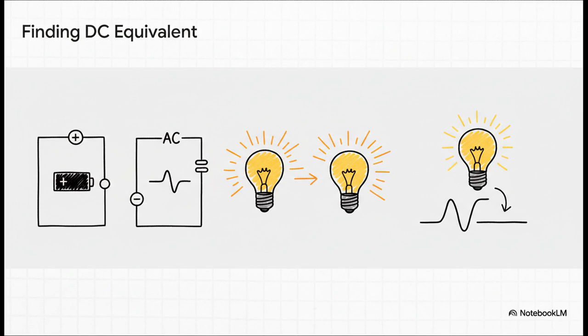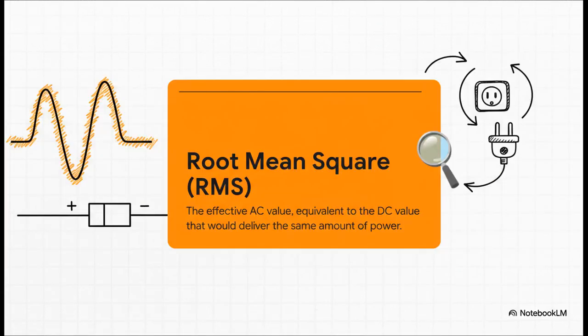Instead of trying to find the average, we ask something much smarter. What amount of AC gives us the same effect, the same amount of work or heat as a DC current? So, picture this. You've got two identical light bulbs. The goal is to figure out the AC voltage that makes one bulb glow exactly as brightly as the other bulb, which is powered by a DC voltage we already know. And that effective value has a special name, the root mean square, or RMS value.